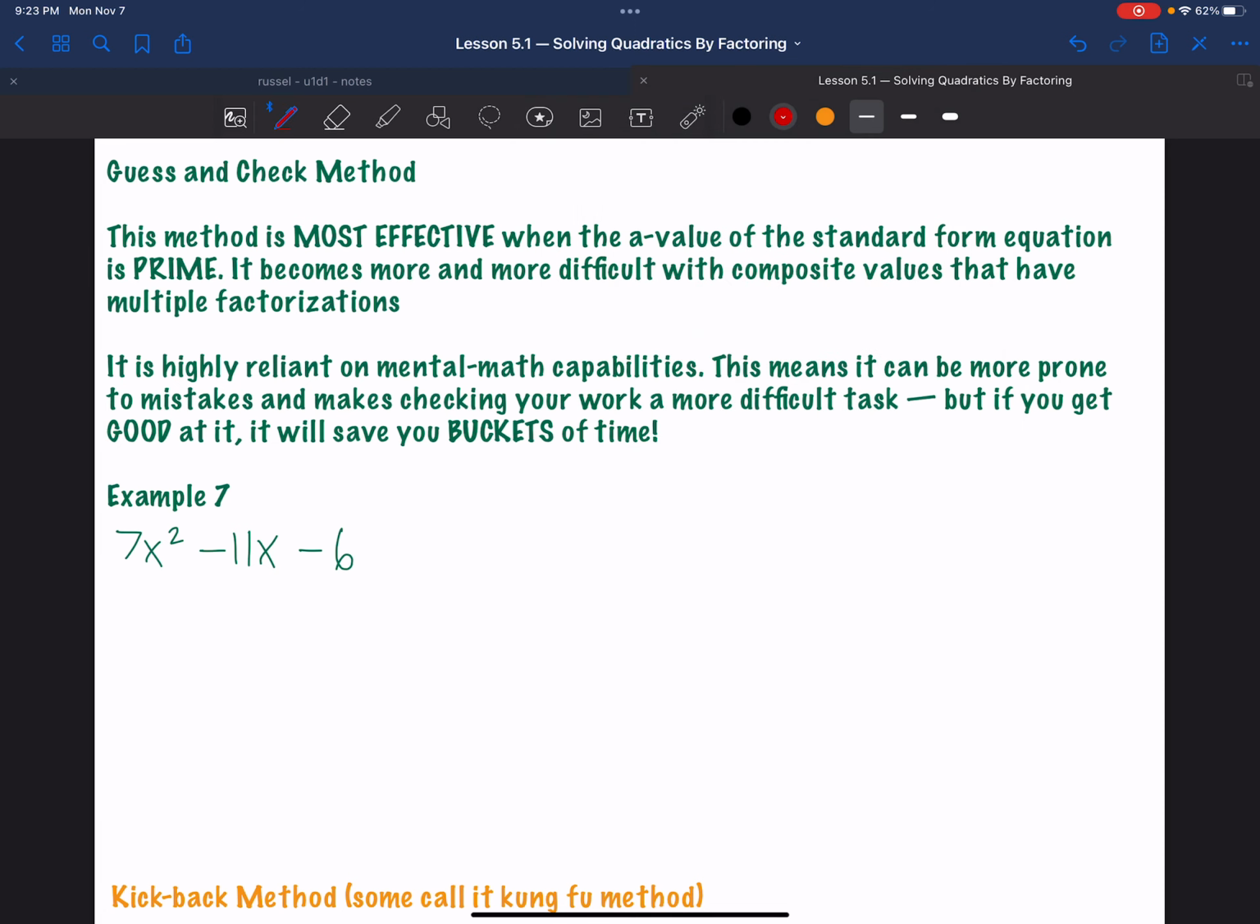Okay, let's talk about the guess and check method. So here's a quick word about this. This method is most effective when the a value of the standard form equation is prime. This is going to get more difficult when it's not prime, particularly if you use a lot of composite values, like high composite values that have multiple factorizations. That can be too much, all right? It's highly reliant on mental math capabilities.